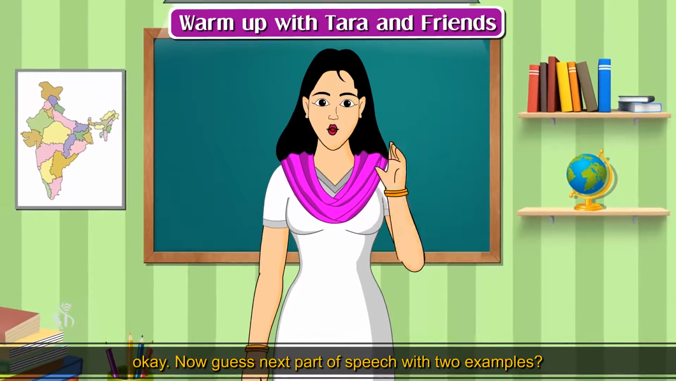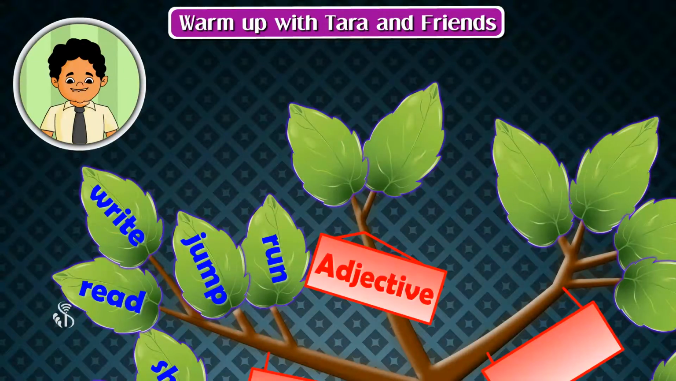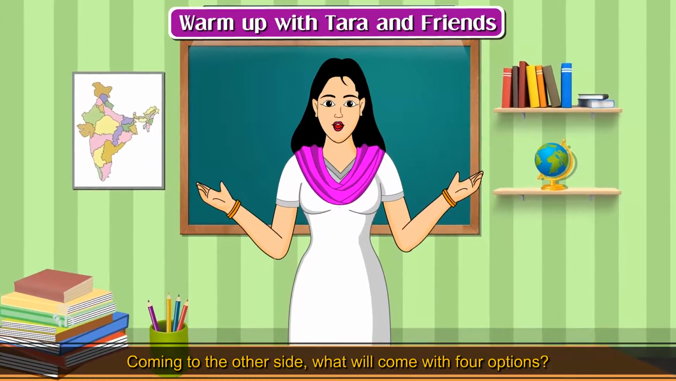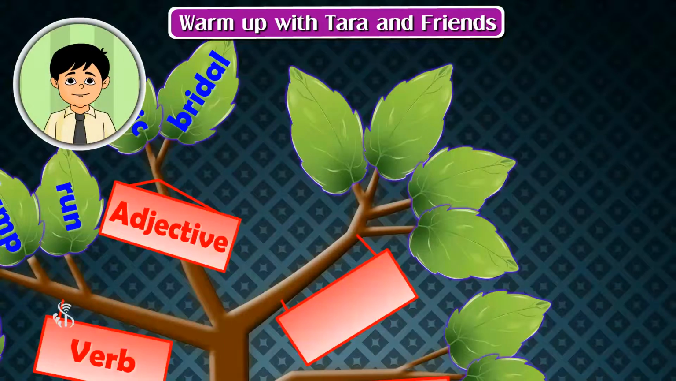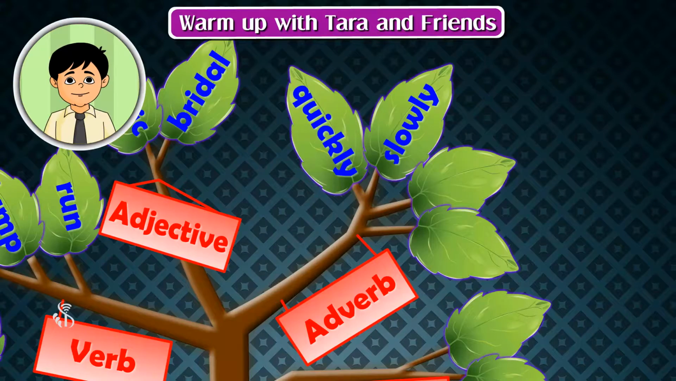Okay. Now guess the next part of speech with 2 examples. Adjective: magic, bridal. Coming to the other side, what will come with 4 options? Adverb: quickly, slowly, badly, well.